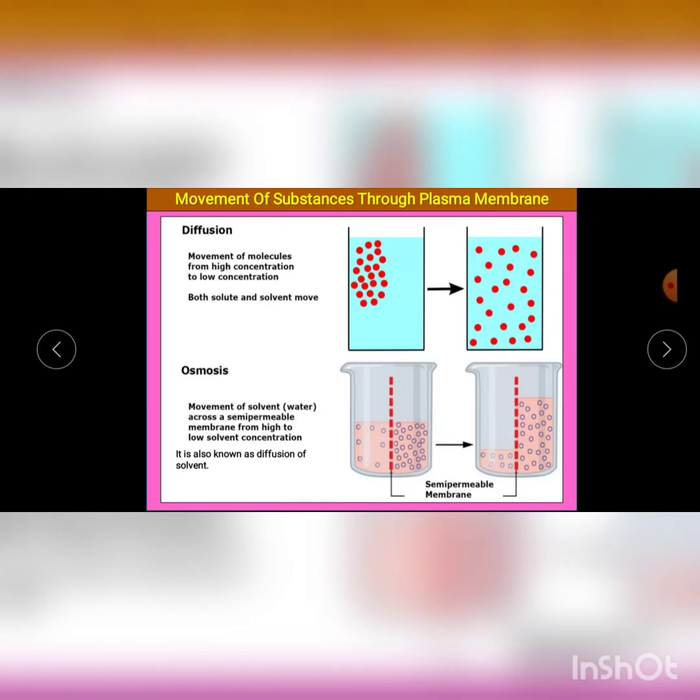So the main difference between diffusion and osmosis is that in diffusion we don't have any membrane separating, but in osmosis we have a semi-permeable membrane. This is the main difference between diffusion and osmosis. Another difference is that in diffusion both solute and solvent move. The solute may be gas, solid or liquid, but in the case of osmosis only the solvent or water movement takes place. So I hope you understood the process of diffusion, osmosis and the basic difference between these two.